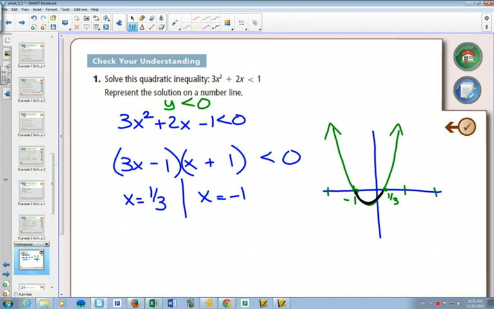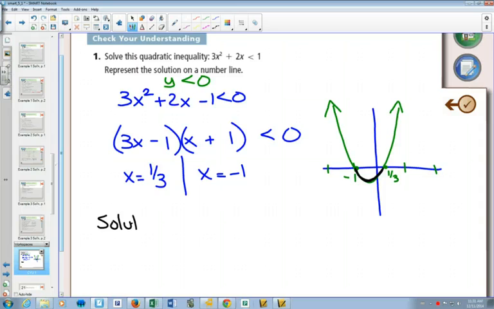I'm going to write the solution in a couple of different ways, just so that you can get familiar with different solutions. Sometimes the solution is written on a number line. On a number line, you would write, here's 0, here's -1, here's 1. You would put an open circle at -1 because it's not included, and an open circle at 1/3. And then somehow make it darker or shade in between, because that's the section that is true. That's writing your solution as a number line.